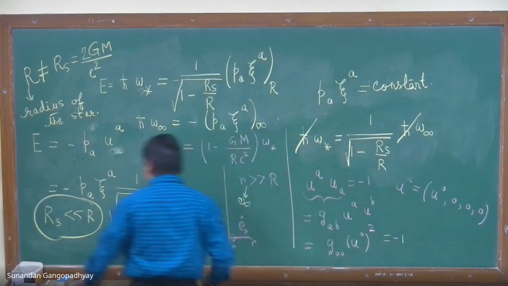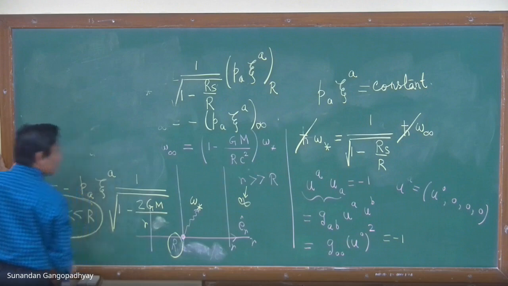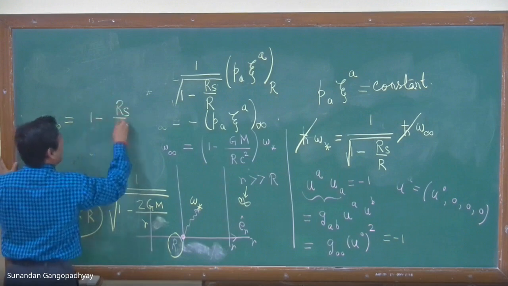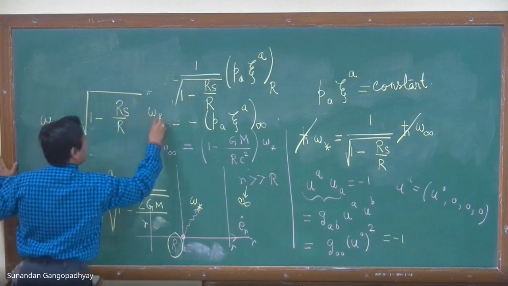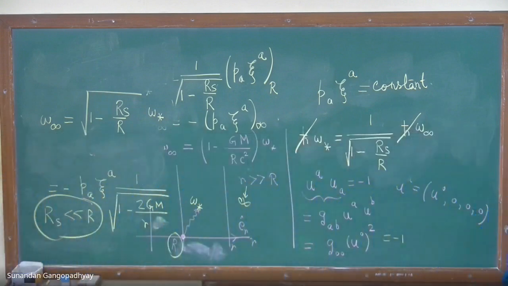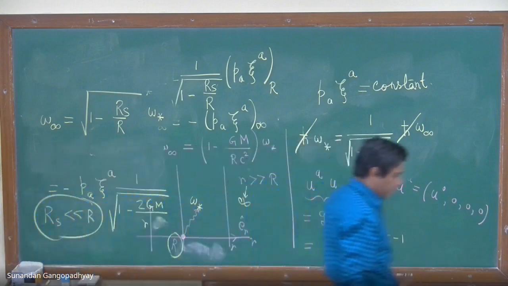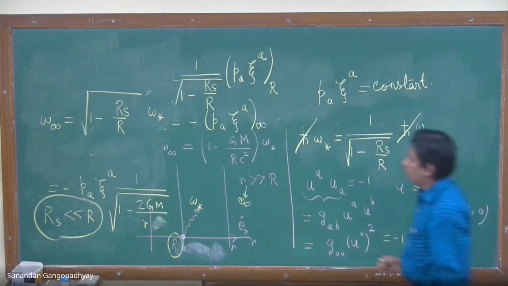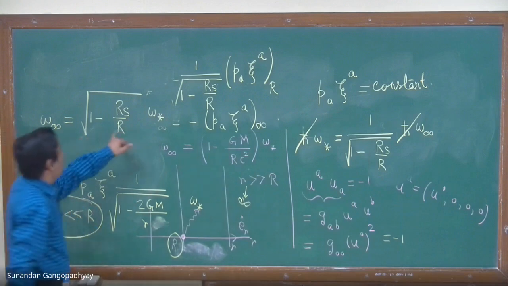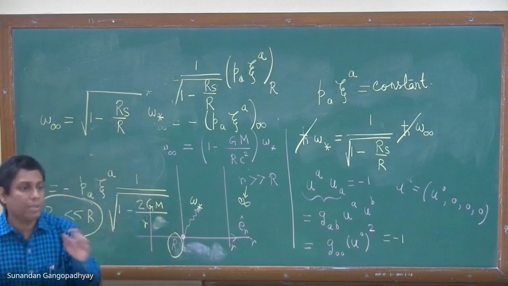So omega star is related to this by this. And therefore, from this relation, you can immediately see that omega infinity is equal to the square root of 1 minus RS by capital R times omega star. And this is the exact gravitational redshift relation that I told you about. It tells you that the frequency or energy of the signal measured by a stationary observer at infinity will be smaller than the energy or frequency of the signal emitted from the surface of the star. Since the frequency is smaller, it is redshifted, and the redshift is due to gravity. So this is gravitational redshift.